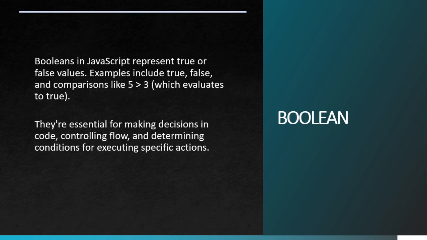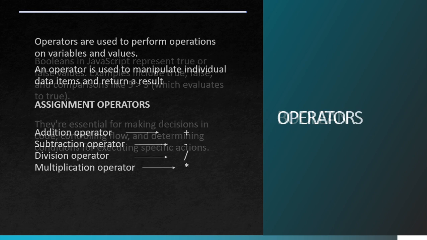Next, Boolean. Boolean in JavaScript represents a true or false value. Examples include true, false, and comparisons like 5 is greater than 3, which evaluates to true. Basically, any comparison that evaluates to true or false is a Boolean. Boolean results are always true or false, and they are used in making decisions in coding and controlling the flow of your system, right?